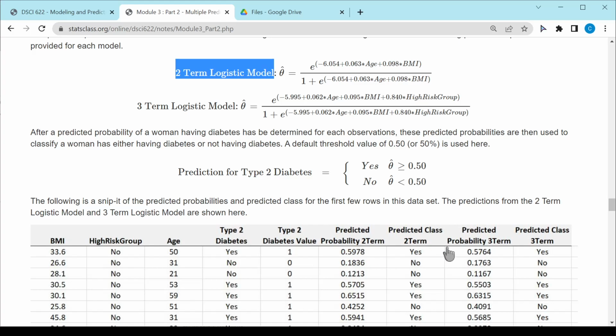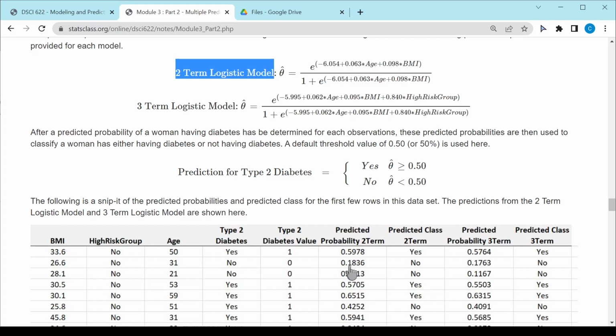I can do the same thing here with the predicted probability three-term model. There I would have to plug in 33.6, the no, and 50 again, and I'd end up with a predicted probability of 0.5764, which is pretty close to what I had with the two-term model. I think I misspoke earlier. When I was doing a two-term model, all I need here is the BMI and the age. I don't need the high-risk group in that two-term model. But notice these predicted probabilities are really pretty close here. Okay, so this person, and that's true all the way down. The results here from the two-term model and the three-term model are pretty close.